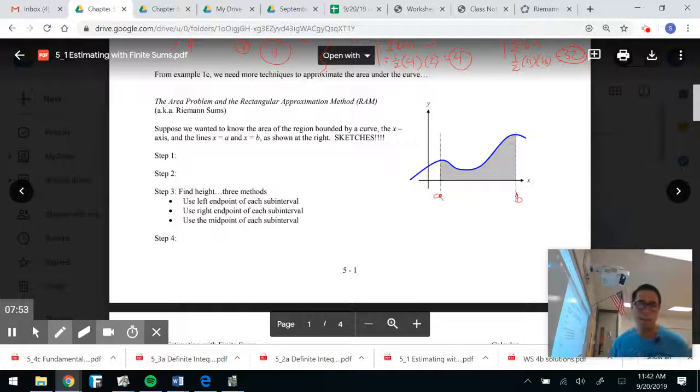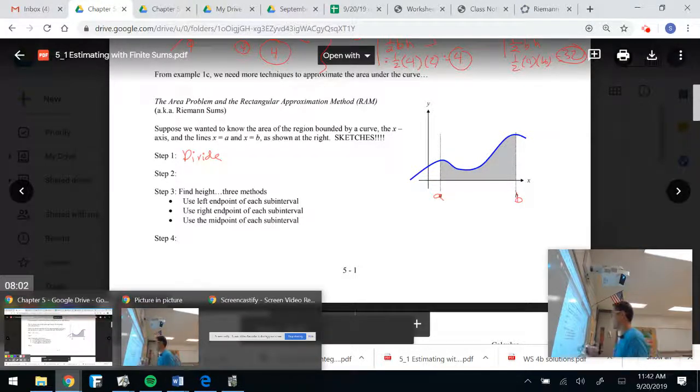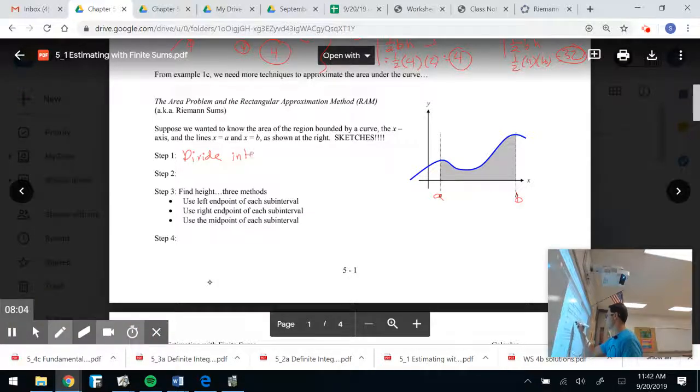Okay, we have a step 1, a step 2, and a step 3. Step 1 is to divide your interval, and these words are important, okay? Divide the interval [a, b] into subintervals. What does that mean? I will show you in a minute, class. I could break it up right there, and then I have 2 subintervals. I could break it up equally there, and I have 1, 2, 3, 4 subintervals. So that's what it's asking us to do.